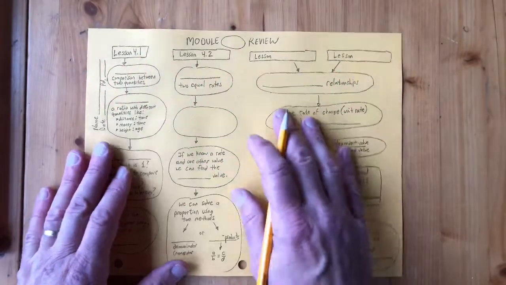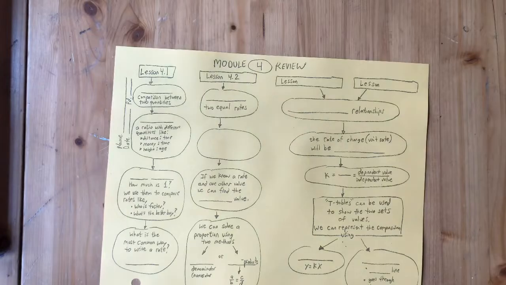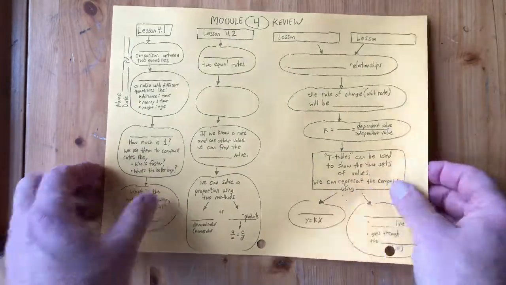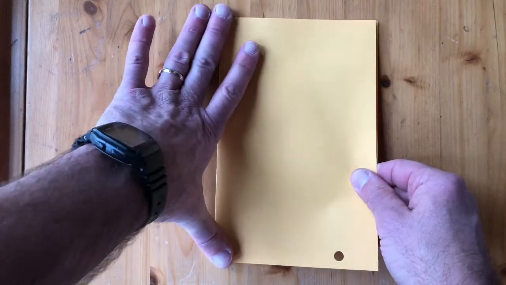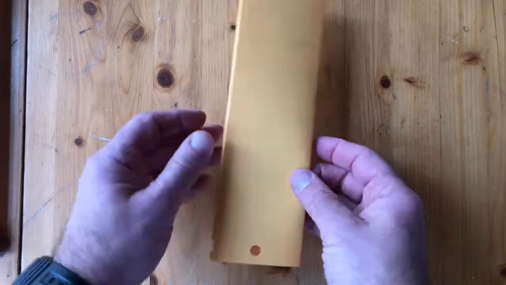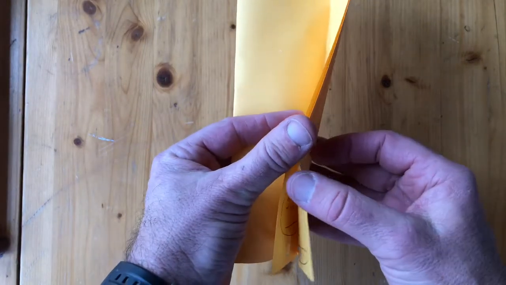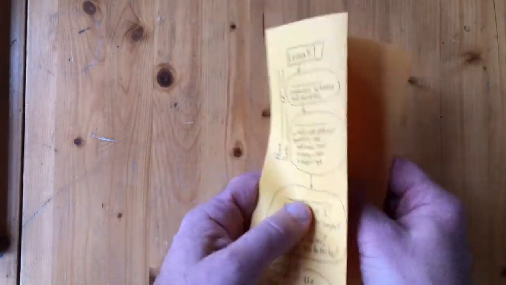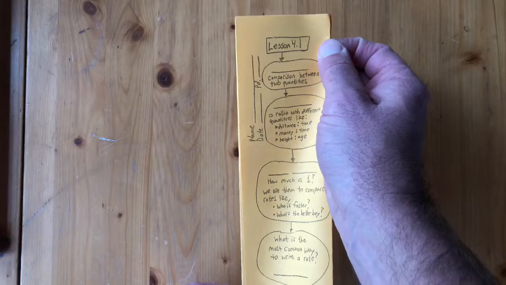Let's start out by writing in Module 4. Then we're going to take our paper and we are going to give it a hamburger fold. And after we give it a hamburger fold, let's give it a hot dog fold, or some people like to call it the corn dog fold. And now, adjust the paper here so you only see Lesson 4.1.